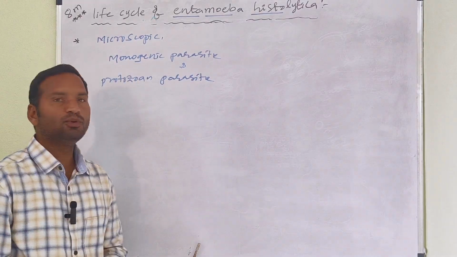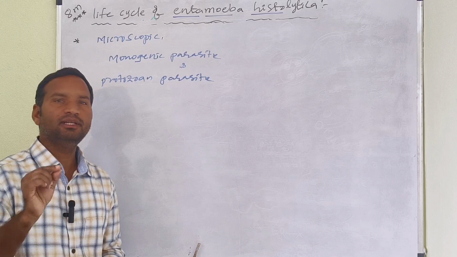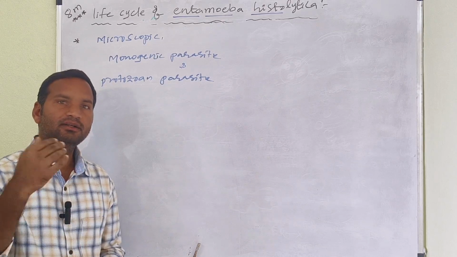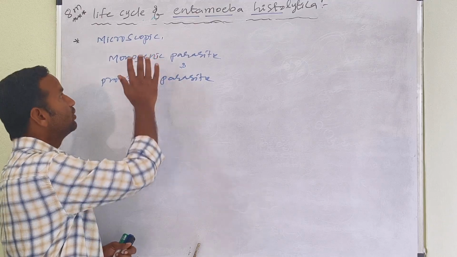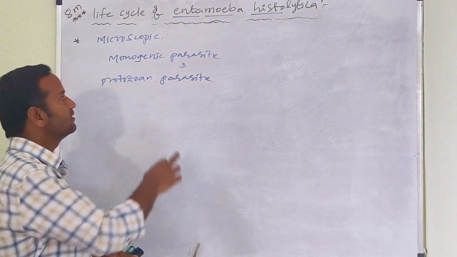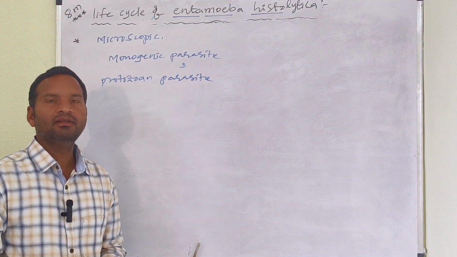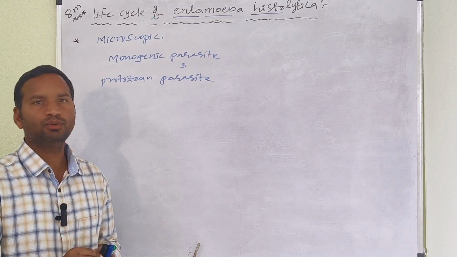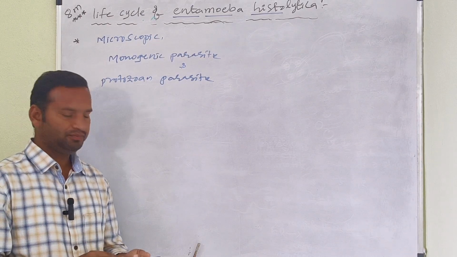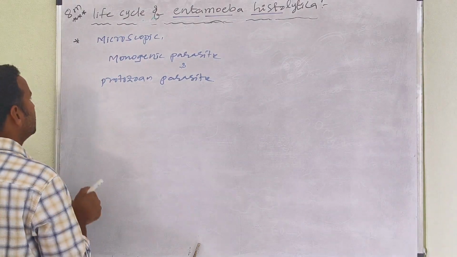The next one is monogenic parasites. It means these parasites can complete their life cycle within a single host. That's why this is called a monogenic parasite. Then protozoan parasites mean those which belong to the phylum Protozoa. That's why they are protozoan parasites. The next point about it.